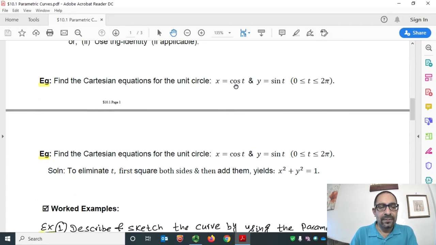Let's do a quick example. Find the Cartesian equation for the unit circle, whose parametric equations are x equals cosine t and y equals sine t. t varies between 0 and 2 pi.